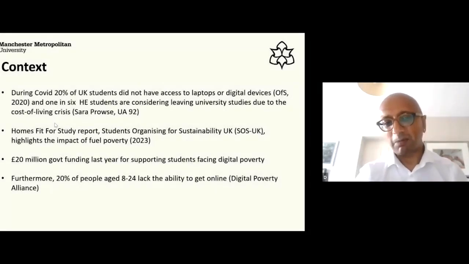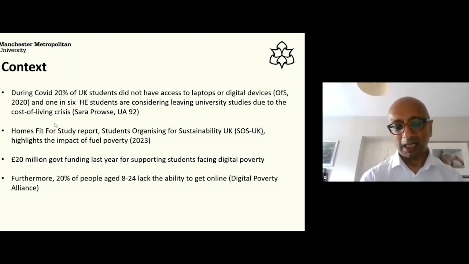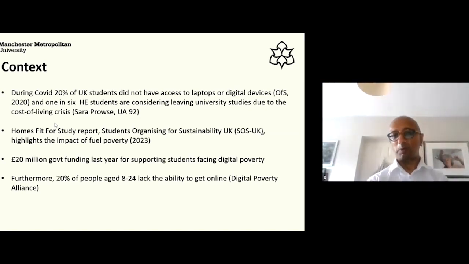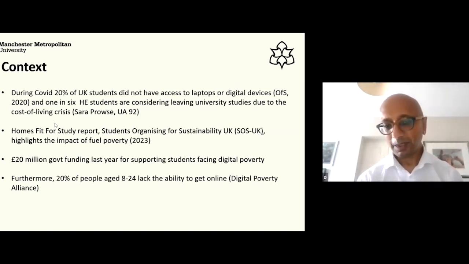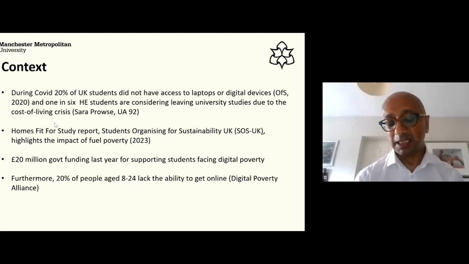The context for this session came about when I did some background reading and came up with some facts which I thought were quite interesting and revealing: 20% of students during lockdown didn't have access to laptops or digital devices, and many were sharing Wi-Fi at home or didn't have an appropriate place to carry out their studies. The cost of living and fuel poverty are affecting renting, and affecting students and their mental well-being. So these are things to consider.